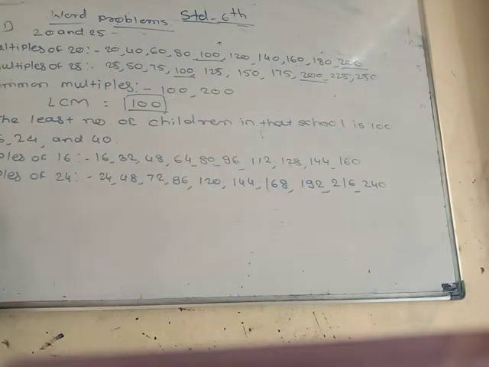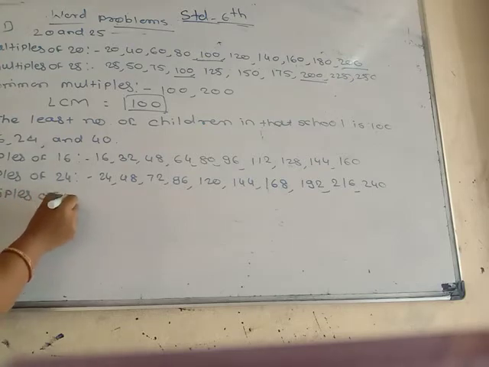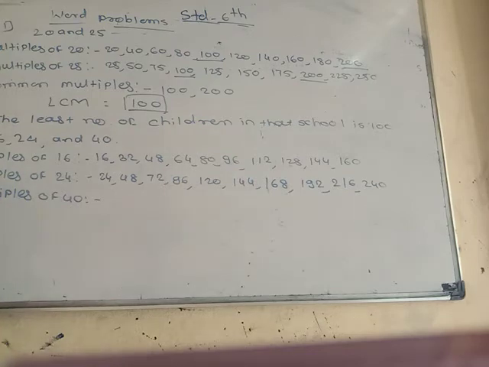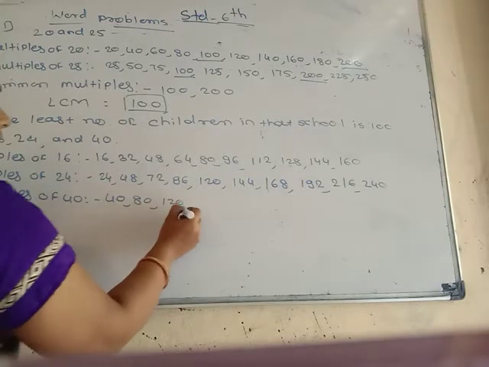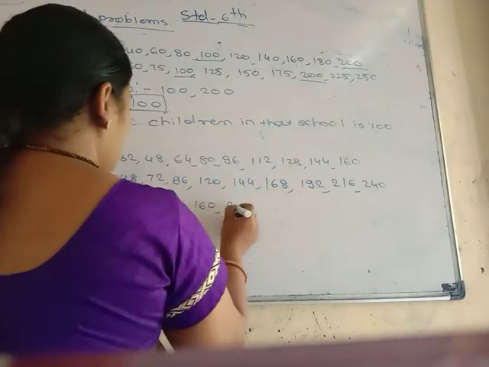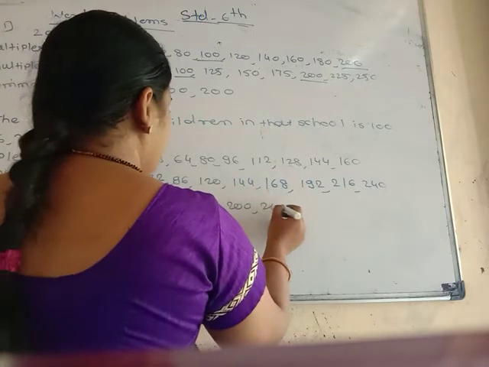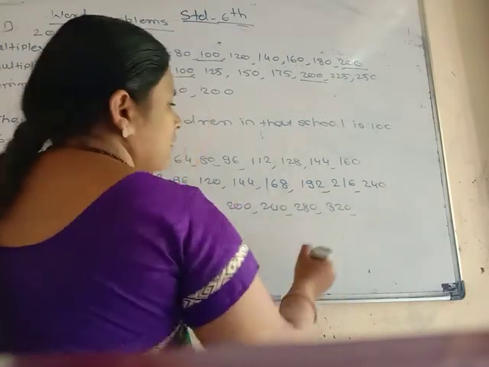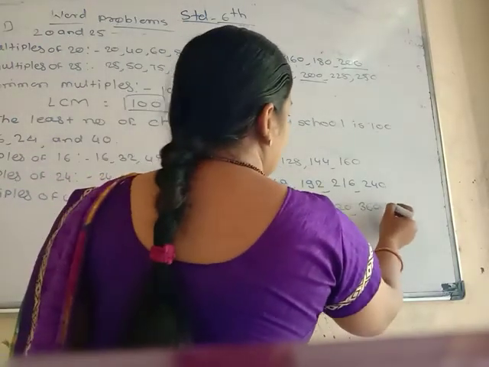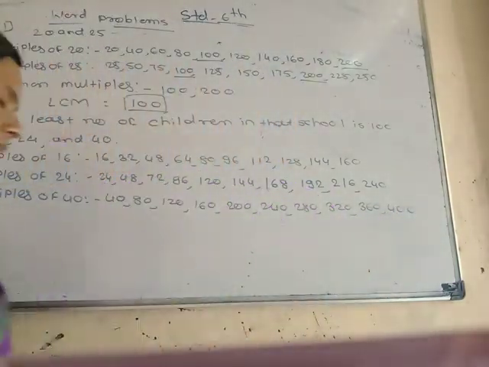Then write here multiples of 40. If the 40 table is not coming, then first prepare the table and write here. 40 1 is 40, 40 2 is 80, 120, 160, then 200, 240, 280, 320, 360, and this last one 400.